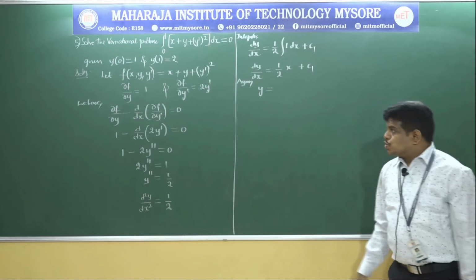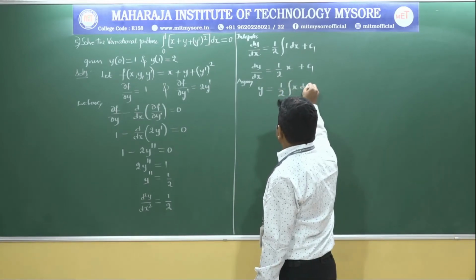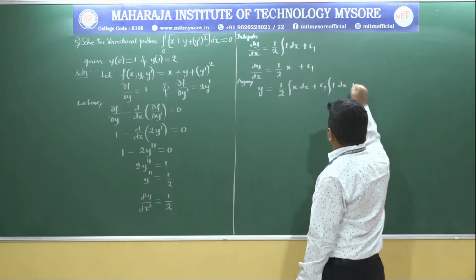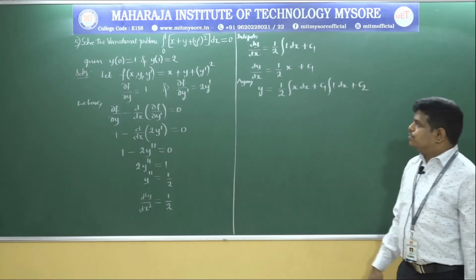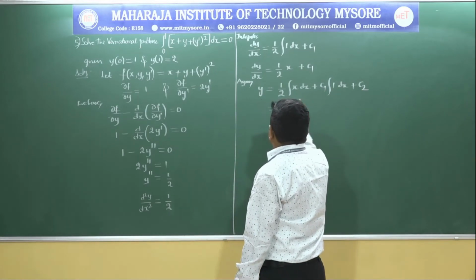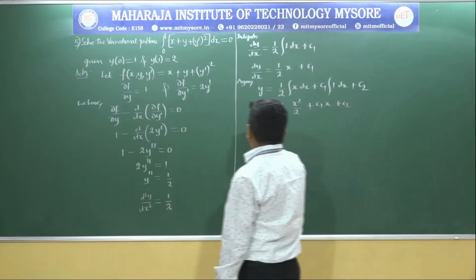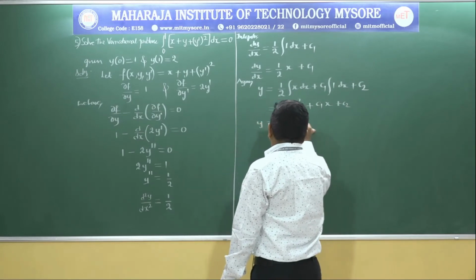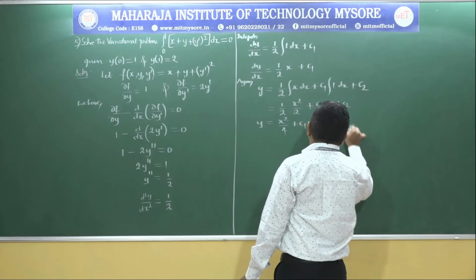Next, again integrating with respect to x, we get y equals half, which is constant, integration of x into dx, plus c1 is constant, integration of 1 into dx, plus, since we are integrating the second time, another constant, that is C2. This equals x integration is x square by 2, and integration of 1 is x, plus C2. Therefore, we get y as x square by 4 plus C1x plus C2. Call this as equation star.